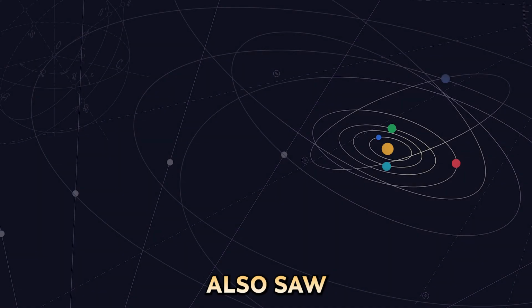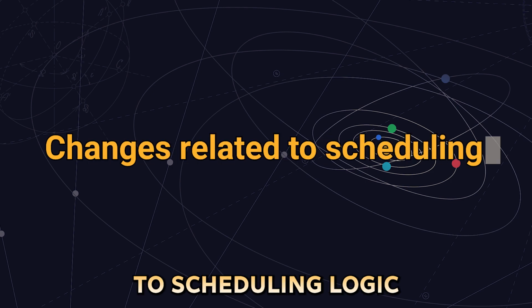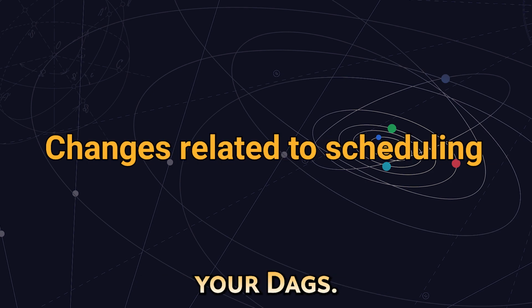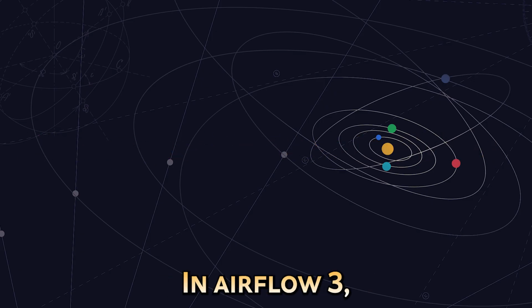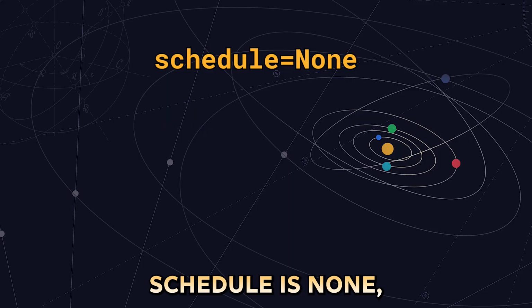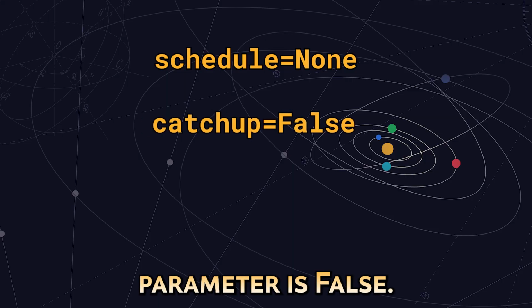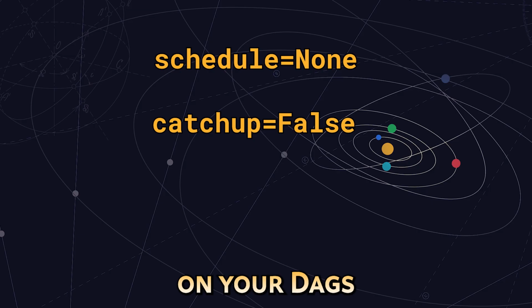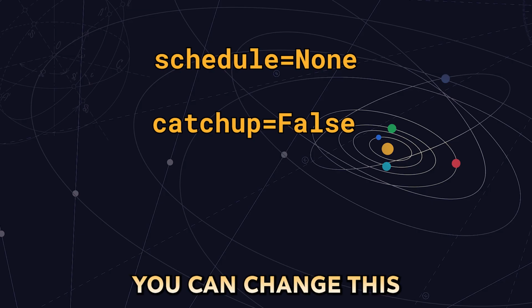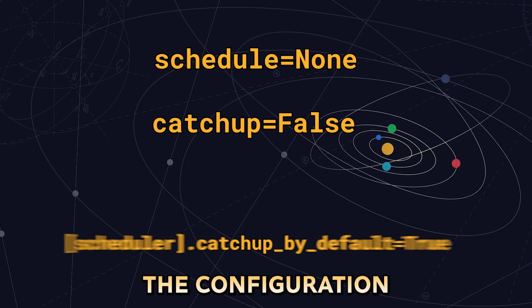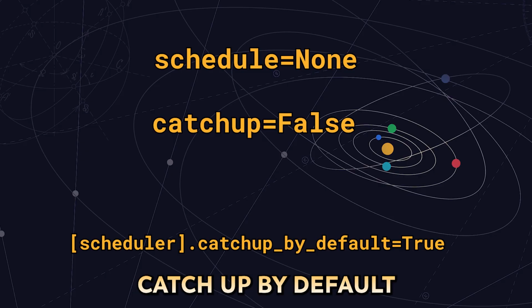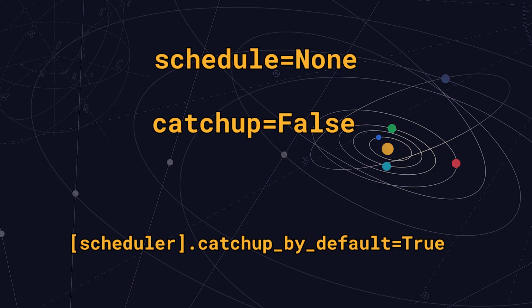Airflow 3 also saw some changes to scheduling logic that might affect your DAGs. First of all, some scheduling parameters had their defaults changed. In Airflow 3, the default schedule is none, and the default for the catch-up parameter is false. If you rely on your DAGs to catch up by default, you can change this by setting the configuration value for scheduler catch-up by default to true.